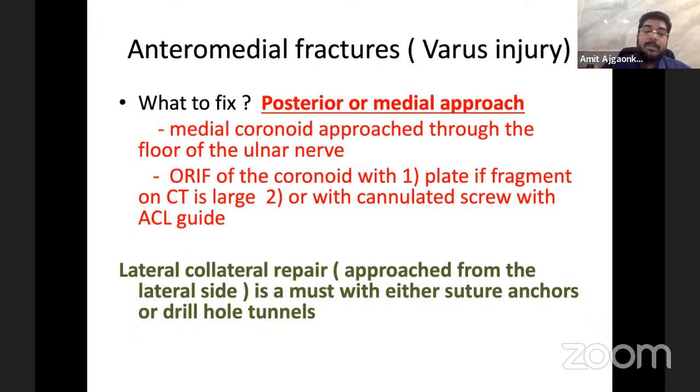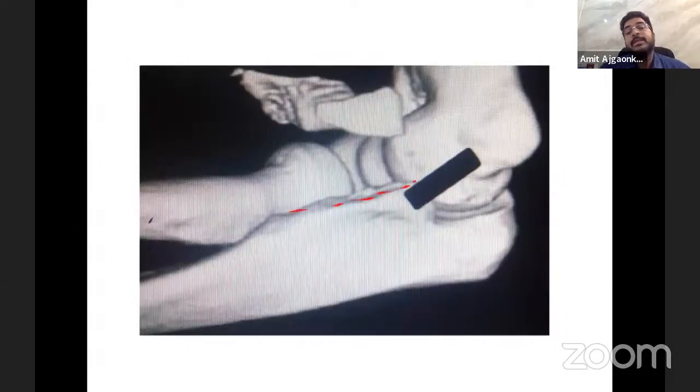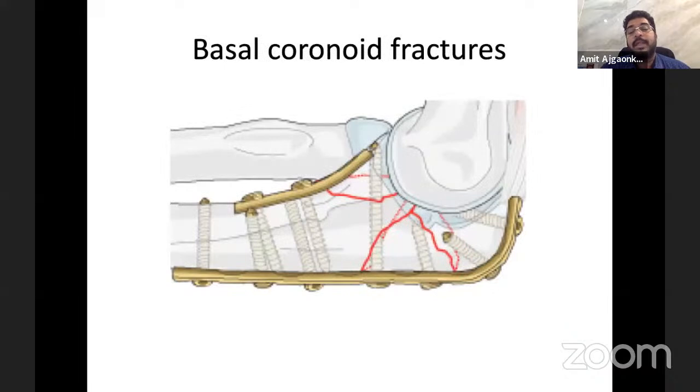Lateral side has to be approached. Most of the time it's the common extensor, which has to be repaired by suture anchors. So this is the way. This is a long fragment, a big fragment, a large coronoid, which is fixed by a small plate and an olecranon plate also.